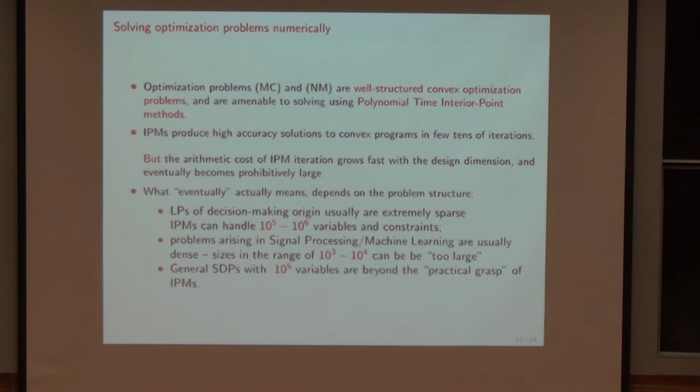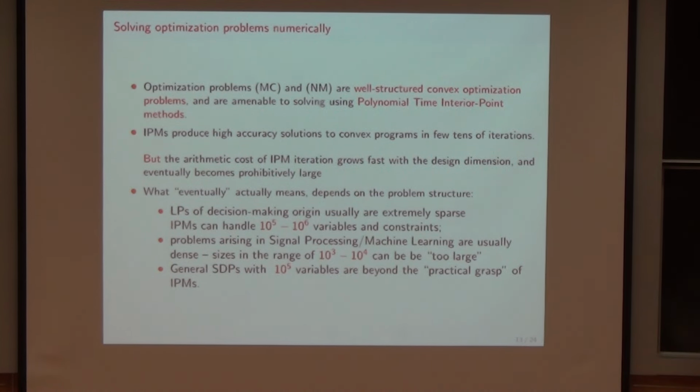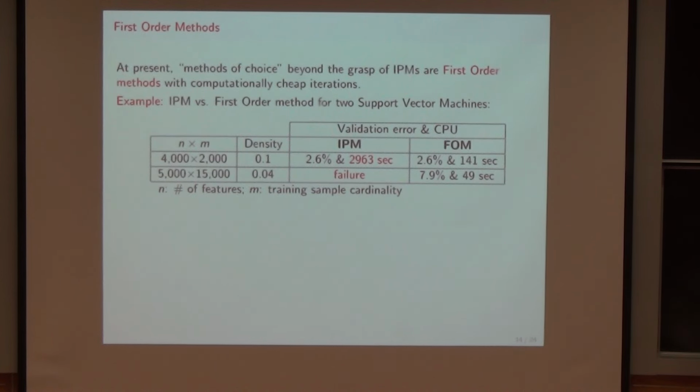When you look at problems in machine learning and signal processing, the matrices are typically dense. And this is catastrophic. Already simple problems with like 10,000 variables can be too large for this type of technique. And we are in particular interested in SDP problems. For SDP optimization, 10,000 variables or 100,000 variables will be too much. And 10,000 variables is just a 100 by 100 matrix. So this is ridiculous.